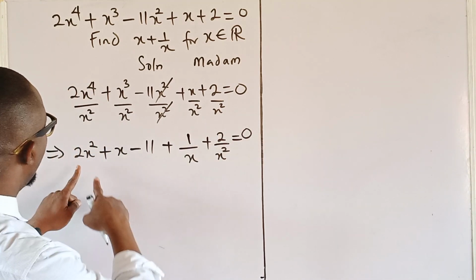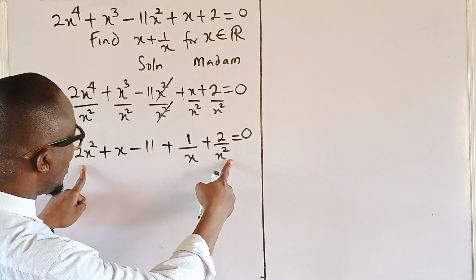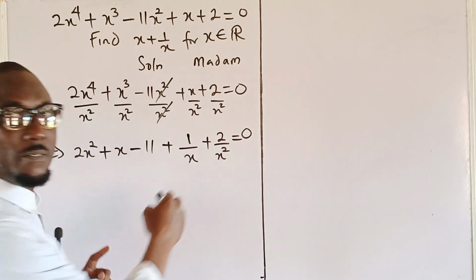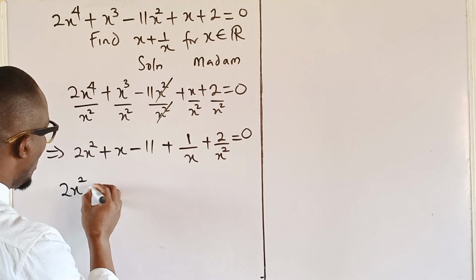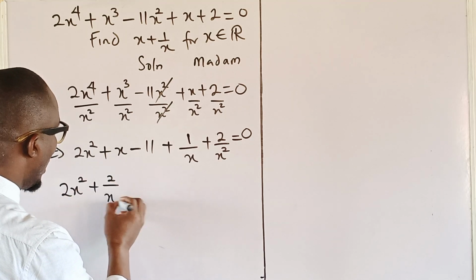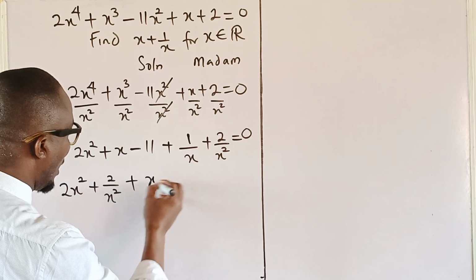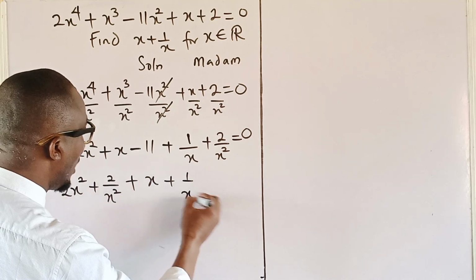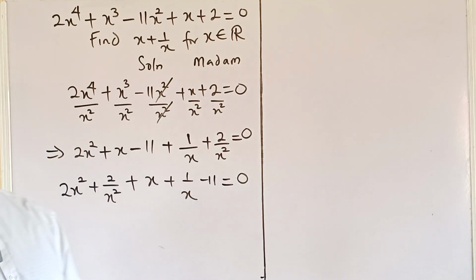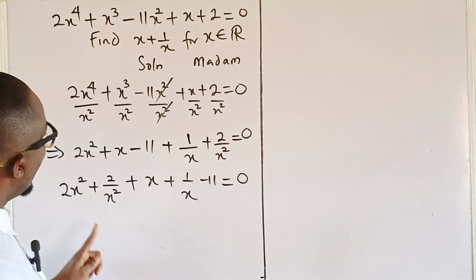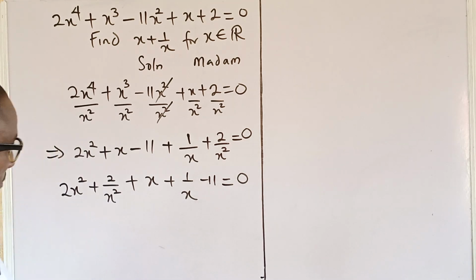So I can then bring the square term and the inverse together, s and the inverse together. So we are now going to be having 2s squared plus 2 upon s squared plus s plus 1 upon s minus 11 equal to 0. So you see this. Very interesting and simple. Then I shall go to my algebra toolbox.